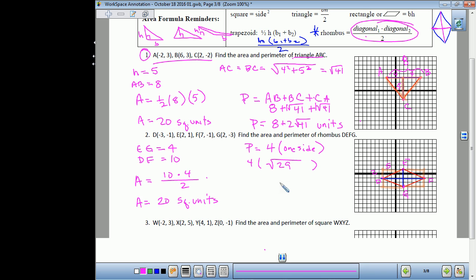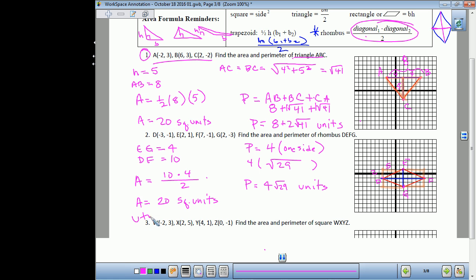How did she get that so fast? 5 squared is 25. 2 squared is 4. 25 plus 4 is 29. So the perimeter is 4 roots of 29 units. Good job. Make sense? Yes.